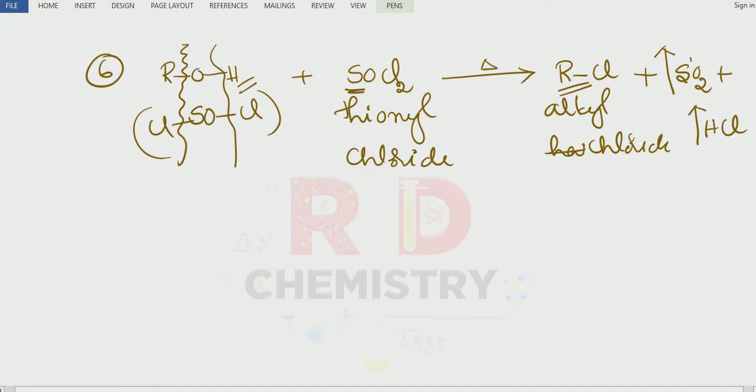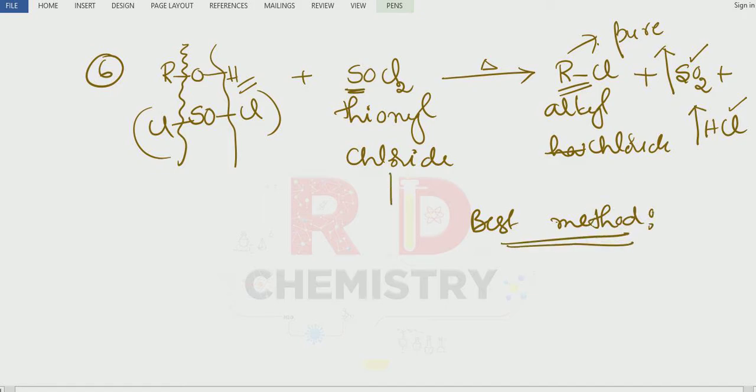That means sulfur dioxide is removed, HCl is removed. Side products are removed. Therefore, I can get a pure alkyl chloride. So this is one of the best methods to prepare alkyl chlorides. So which is the best method? The best method is using thionyl chloride because the side products easily evaporate, leaving behind pure alkyl chloride. So there are many preparations using alcohol itself. Okay, clear?